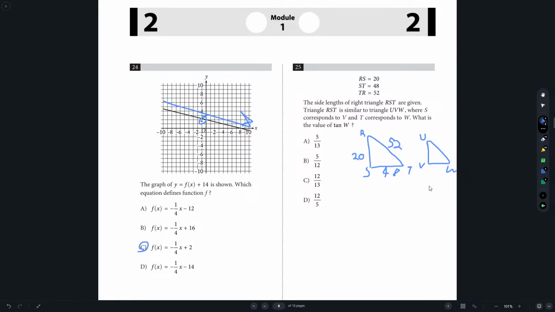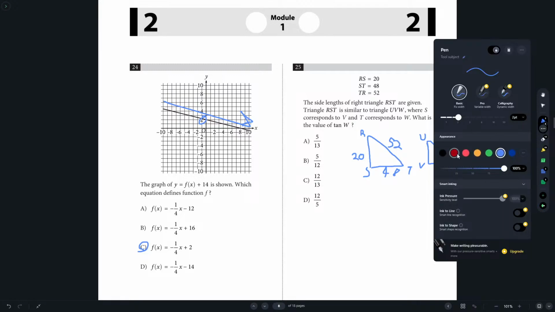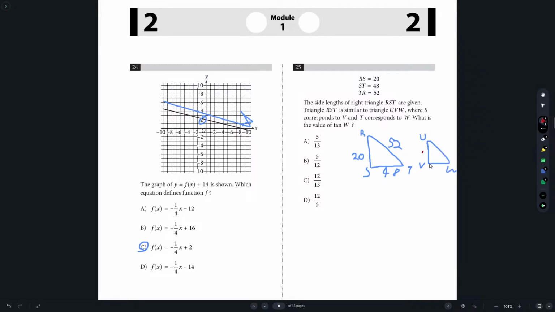Tan W would be opposite over adjacent. So it'd be, let me change the color here, opposite over adjacent, or UV over VW. In this case, that'll be the same thing as 20 over 48, since it's similar. 20 over 48 is 10 over 24, which can be reduced to 5 over 12. Answer is B.